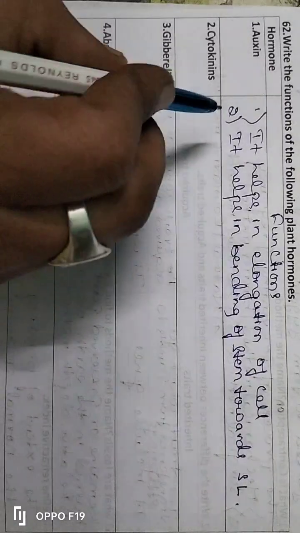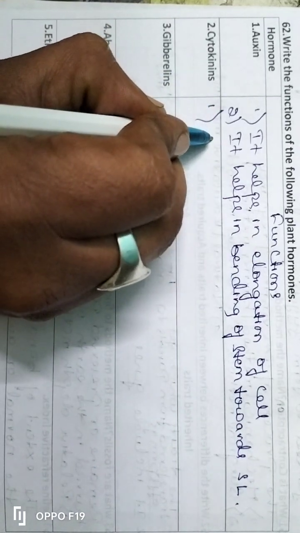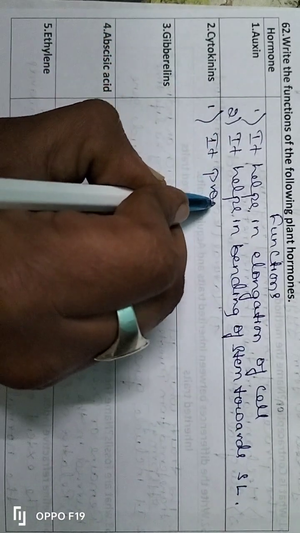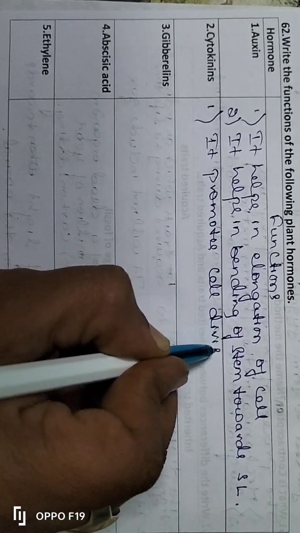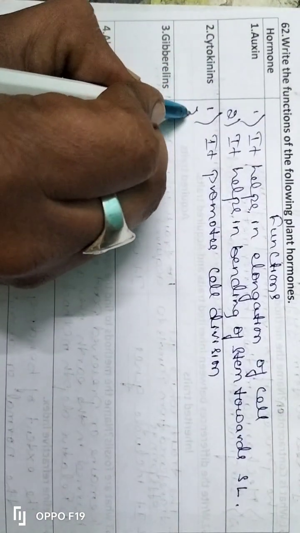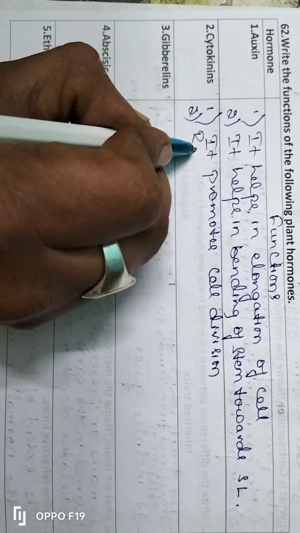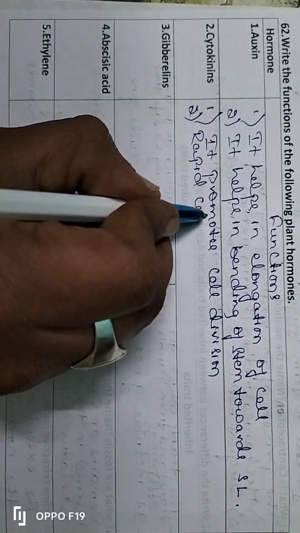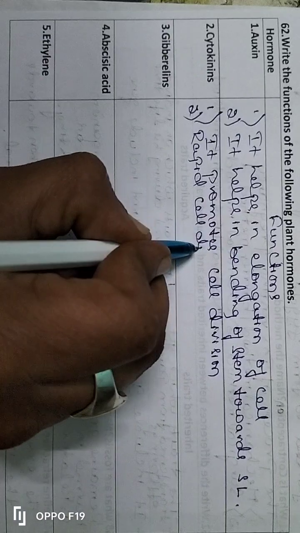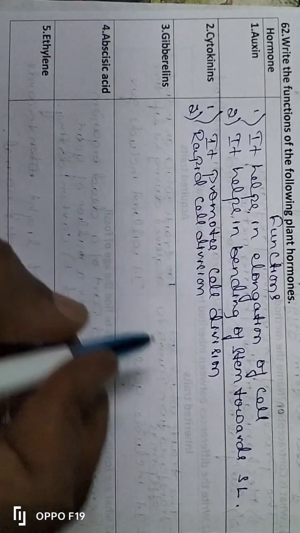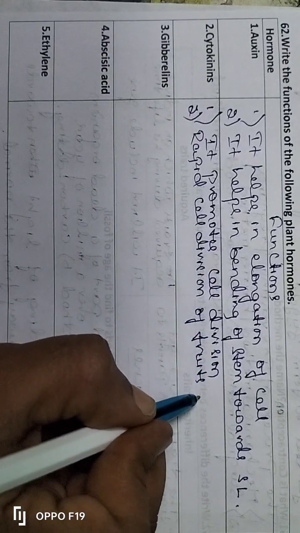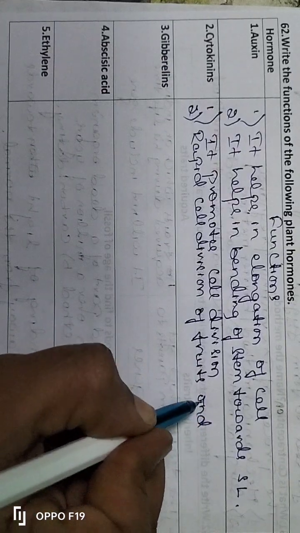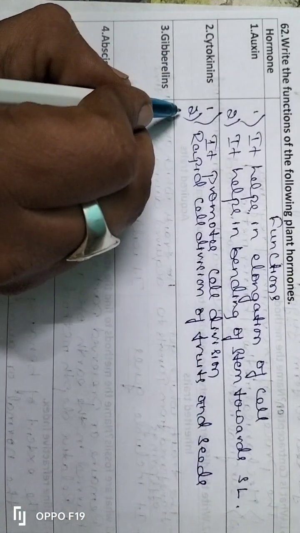Now let us go for the next one, that is cytokinins. The first function is that it promotes cell division. Then the second function, it promotes rapid cell division of fruits and seeds. So this is the second function of cytokinins.